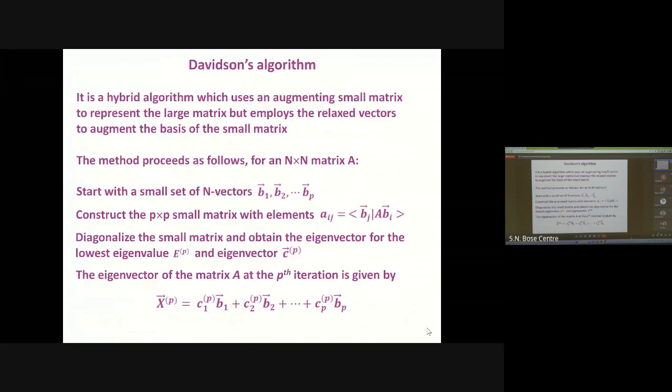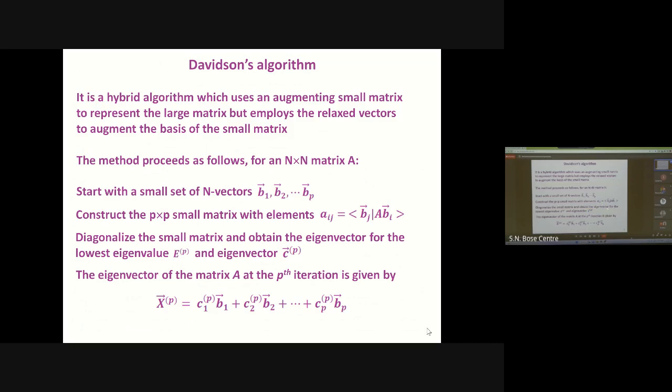In the Davidson algorithm, what you do is you take this n by n matrix and start with a small set of vectors, b1, b2, up to bp. These are all n-component vectors. You can construct a small matrix representation of the large matrix: you take the large matrix A and form bj transpose A bi, which gives you the small matrix element. You obtain the eigenvalue of the small matrix, the lowest eigenvalue, which is what you are looking for.